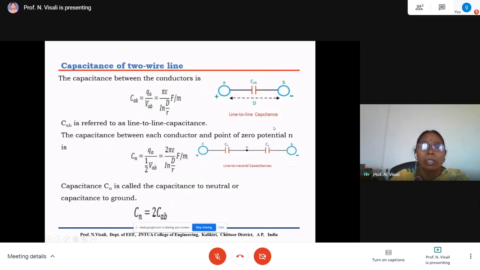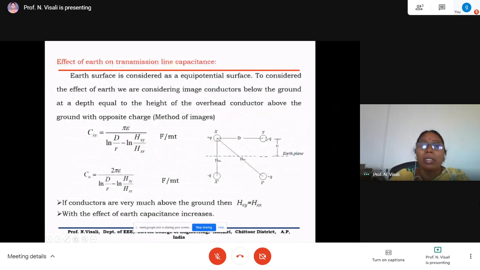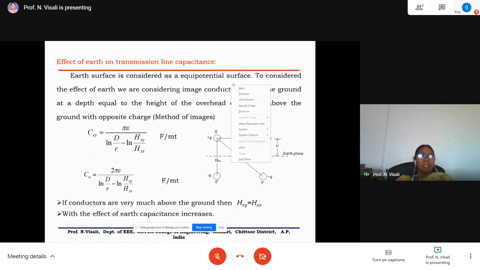Generally, whenever you are going to discuss the capacitance, the earth will have much effect on the capacitance calculations. Why is it so? Earth will be taken as an infinite potential conductor. We are considering image conductors below the ground at a depth of height, and it is actually an equipotential surface. Earth is a big potential surface, and we are going to consider it as such. So the capacitance will be affected by the presence of earth.